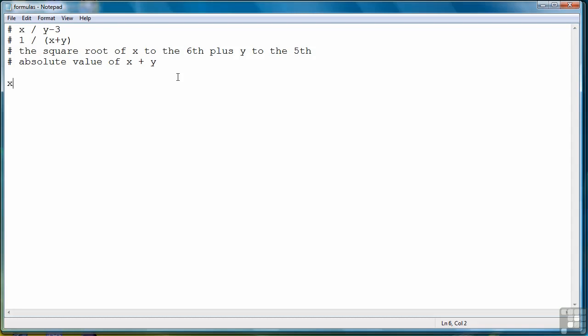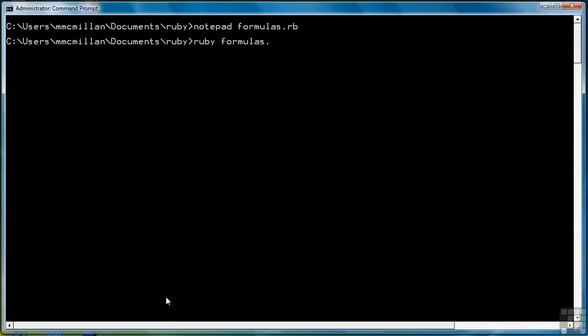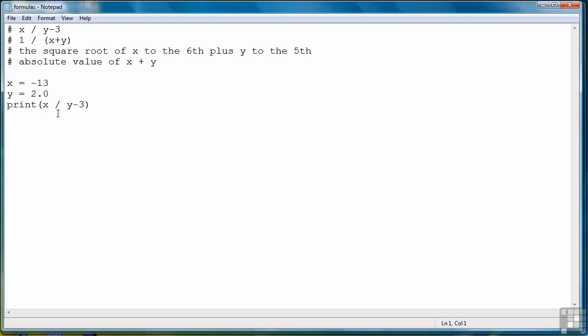So let's get started. We're going to assign the value negative 13 to x, and y is going to be 2.0. So the first formula, we'll simply write it as is. Let's save the program. Bring our command prompt up, and we get negative 9.5. So if we go back and look at the formula, it's clear that the division is performed before the subtraction. Again, that's because the order of operations indicates that division comes before subtraction.